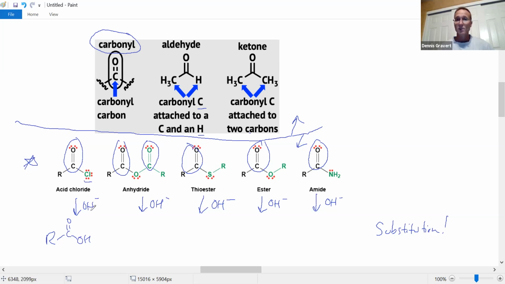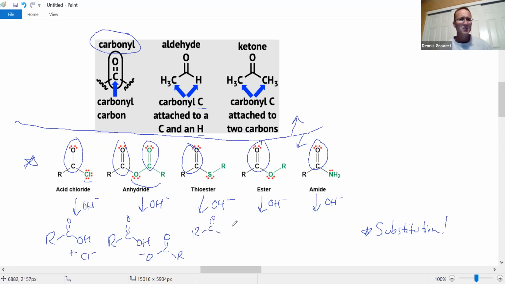Hey, acid chlorides react with hydroxide to form a carboxylic acid, and the chloride leaves. Chloride swaps out for hydroxide ion. That's substitution. And anhydrides, same deal. This group, an acetate ion, or the anion of a carboxylic acid, comes off and the hydroxide ion goes on, carboxylic acid. Thiol ester, carboxylic acid.